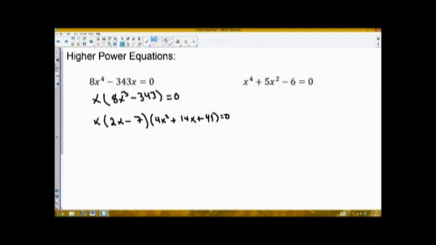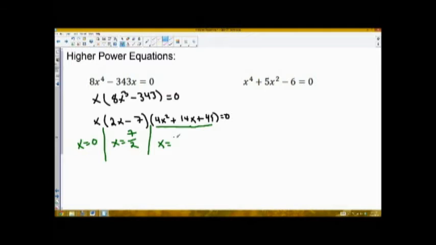This means that my solutions are one of the following three. Using the zero product property, one of each of these products could be 0. So the solutions would be either x equals 0 from this first term, x equals 7 halves from the second term, but then to solve this one, we are actually going to have to use quadratic formula.